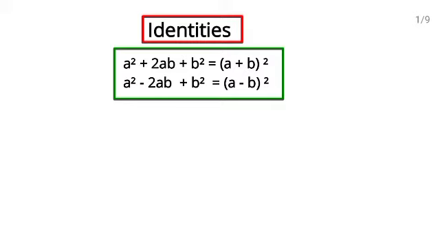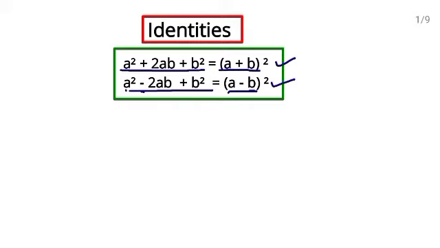Now in this type we will use these two identities. These two identities you also have used in previous exercises too. So the first identity is a square plus 2ab plus b square will be equal to a plus b whole square. If in between we have a minus sign, like a square minus 2ab plus b square, this will be equal to a minus b whole square.